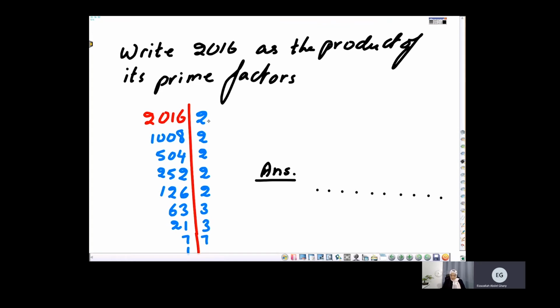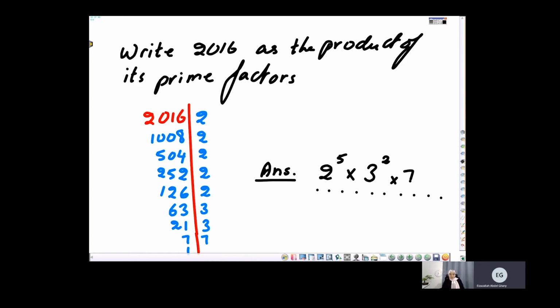How many 2's? Count, please. 1, 2, 3, 4, 5. Instead of writing so many 2's, you write 2 to the power of 5. Multiply by how many 3's? Only two 3's. So it is 3 squared. Multiply by how many 7's? It is only one 7.